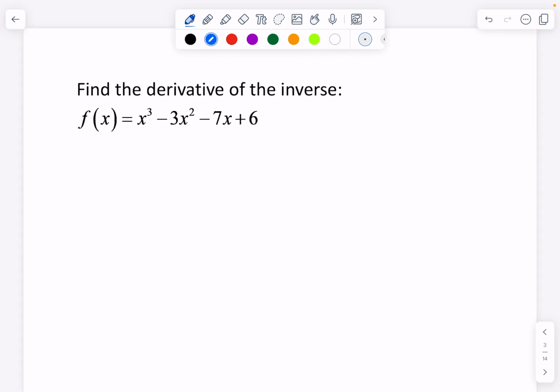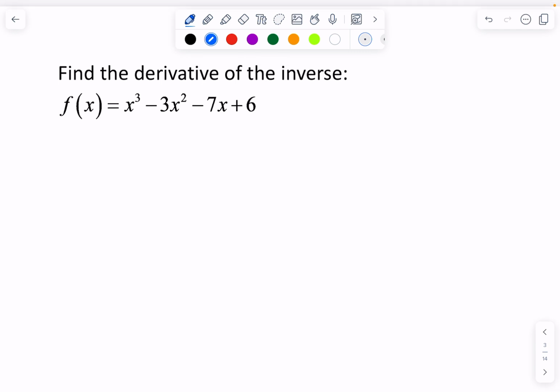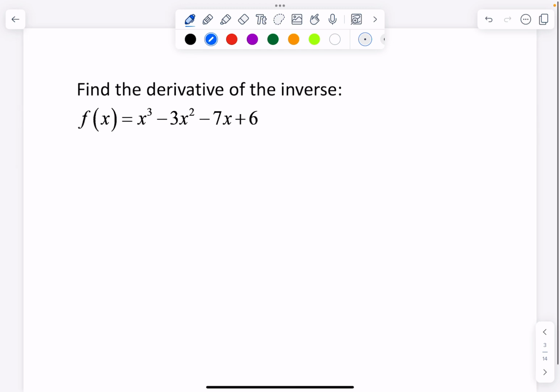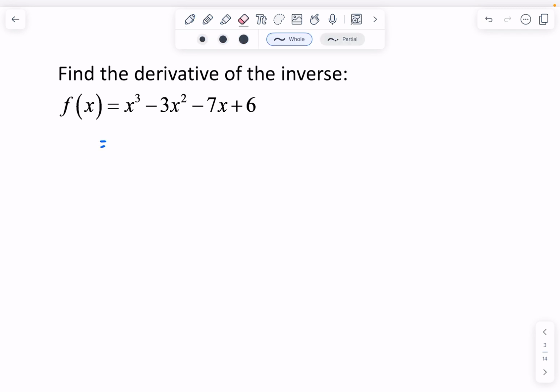Okay, so let's find the derivative of the inverse. Okay, so my derivative of my inverse. I'm trying to make the page look nice. Okay, get over it. Okay, to find the inverse, we switch x and y. I actually switch the x and the y.